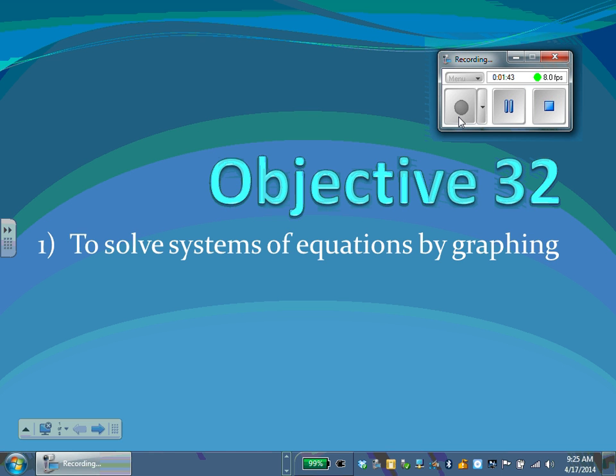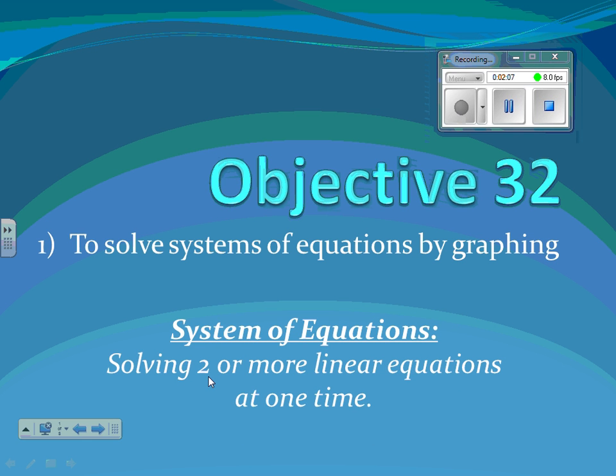Someone tell me what a system is. If you have a system of anything, something that works. Is it just one thing, or is it multiple things working together, right? Yes. So when we have a system of equations, what do you think? More than one. We are solving 2 or more equations at one time. In Algebra 1, we're just going to be looking at 2. You're not going to see 3 and 4 and 5 equations at one time. But that's what a system is.